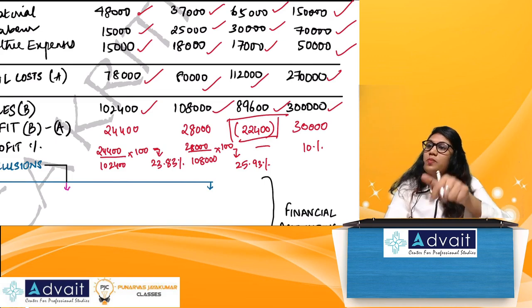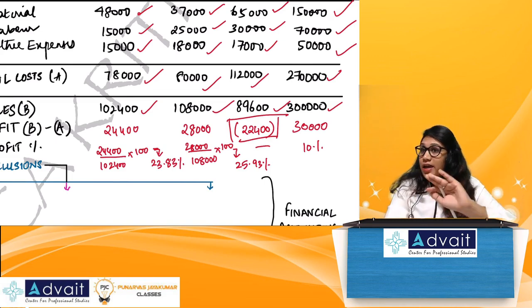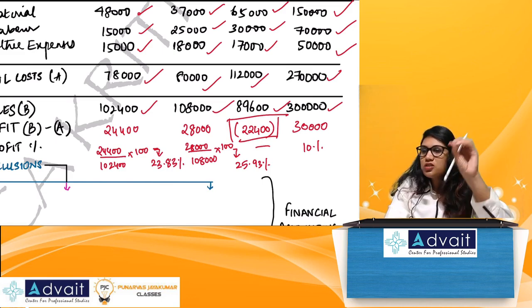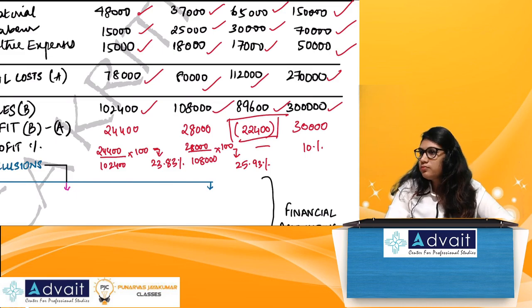Can that loss be minimized next time? Can it be converted to profit next time? If it can't, then what should we do? All that analysis comes as part of cost accounting. Financial accounting will simply give you the superficial figure, which is 30,000 overall. That's it. End of story.